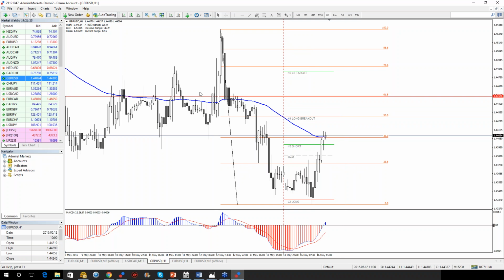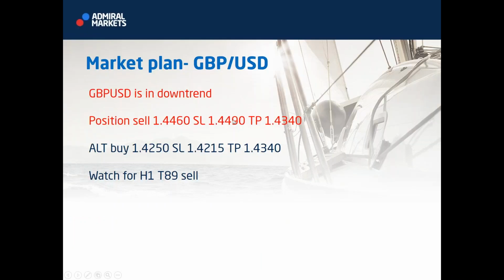Pound dollar, I'm counting on this rejection, a lot of rejection historically here, see? And it actually is 61.8. So the zone could really be good, and I'm counting on it.